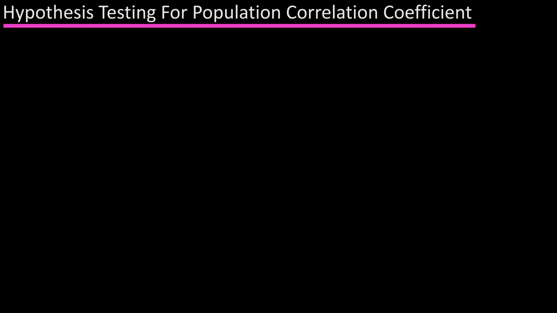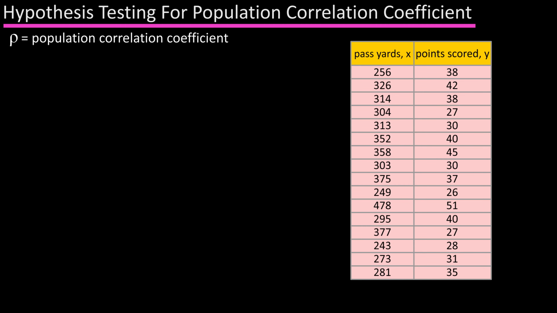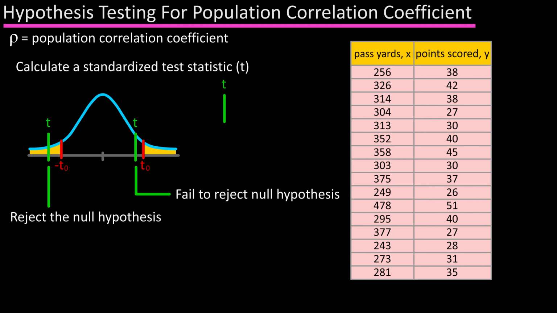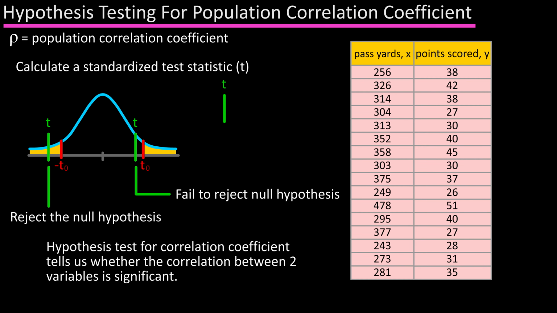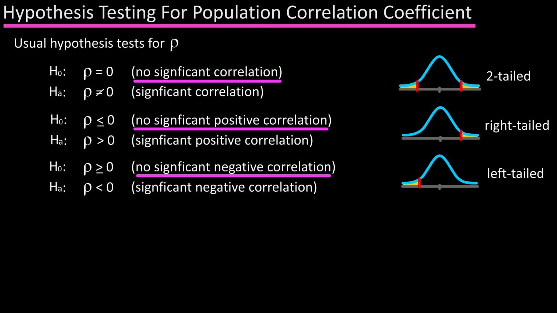In hypothesis testing for a population correlation coefficient, rho, we use a sample of ordered pairs, like these, to calculate a standardized test statistic and reject or fail to reject a null hypothesis depending on whether that test statistic falls in a rejection region. And this test tells us whether the correlation between two variables is significant. The usual pairing of hypotheses are listed here, with the null hypothesis representing no significant correlation. And as with other hypothesis tests, they can be one or two-tailed tests.